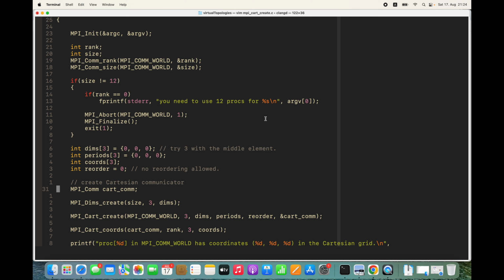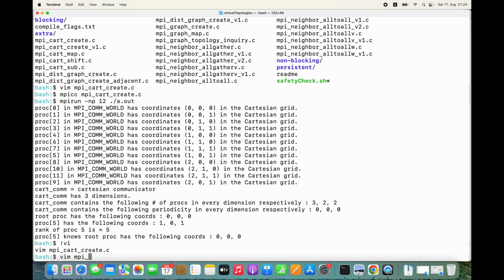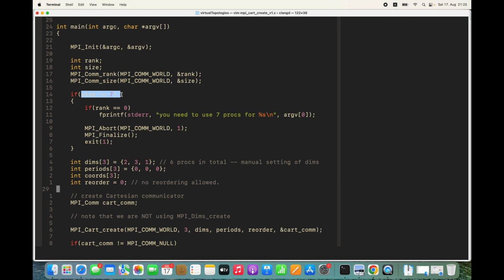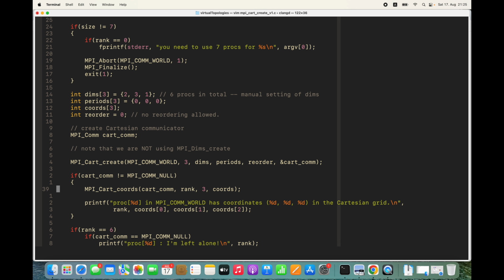Okay, let's take a look at the second example, which was MPI card create V1, and let's see what the difference is. So here, instead of 12 processes, we have to use 7 processes. In this case, with 2 times 3, notice that we are not going to use MPI dims create. We have already specified what number of processes we need in every dimension.